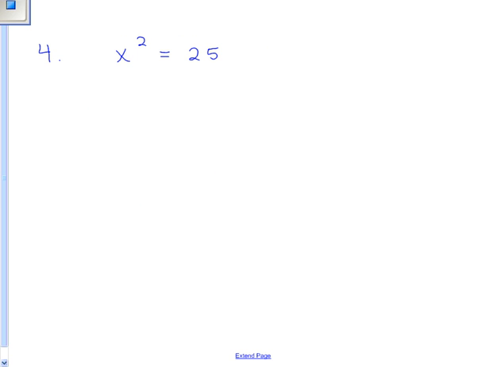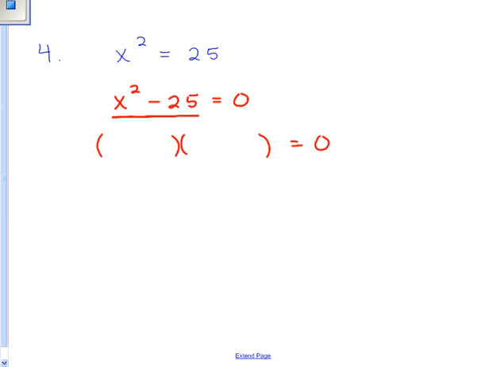Okay, example 4, x squared equals 25 is not in standard form, so I would want to subtract 25 to get this equal to 0. Okay, so now I have it in standard form. Factor. There's not a common factor, but this is actually the difference of two squares. So I can break that down.